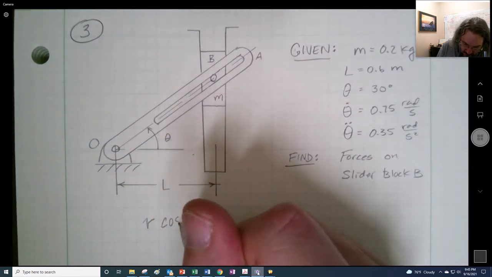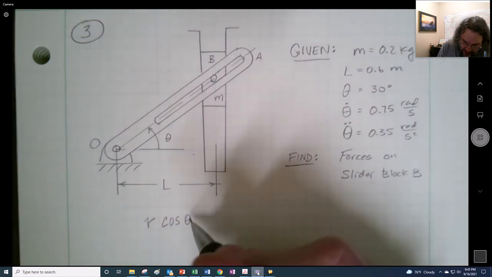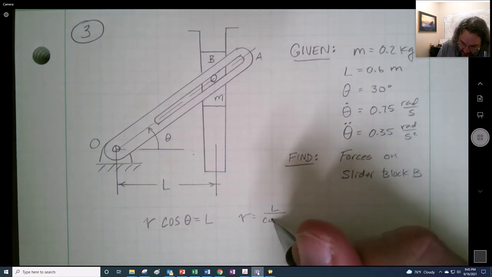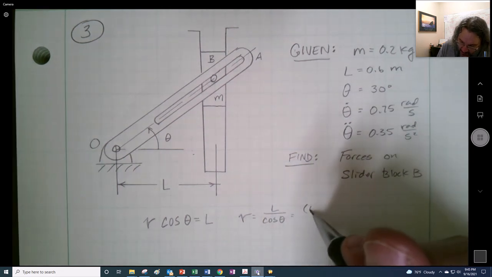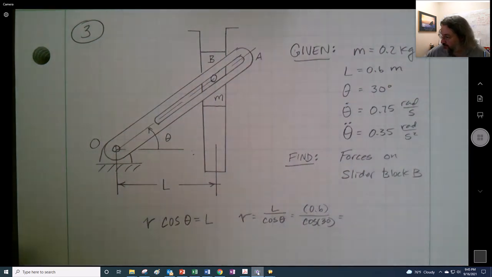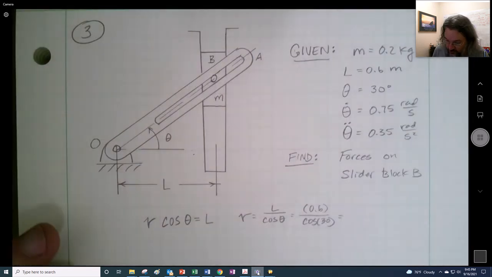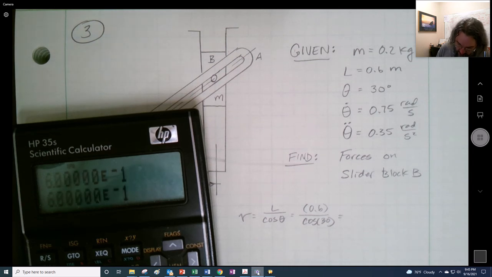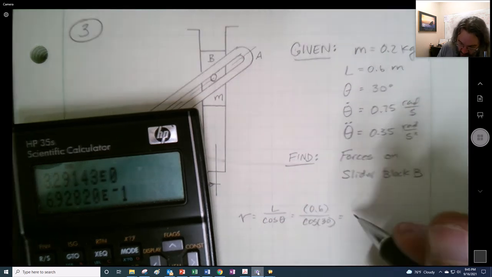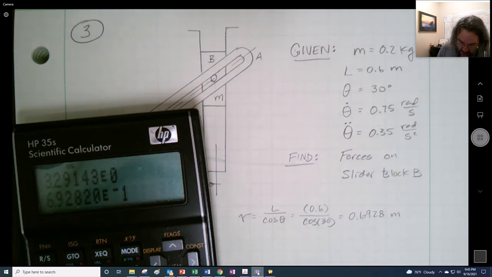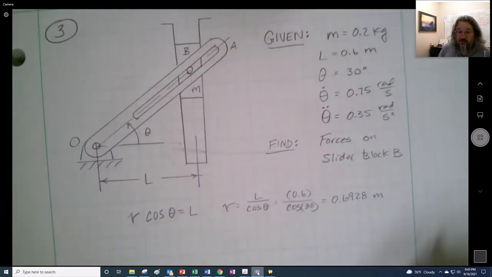We could write that r cosine theta is equal to L. So we can find r by taking L and dividing by the cosine of theta. We take that L of 0.6 and divide by the cosine of 30 degrees. With our Hewlett-Packard calculator, 0.6 enter, 30 cosine, divide, we get 0.6928 meters. Is that right? Yeah, okay. So let's see what else we need to do.